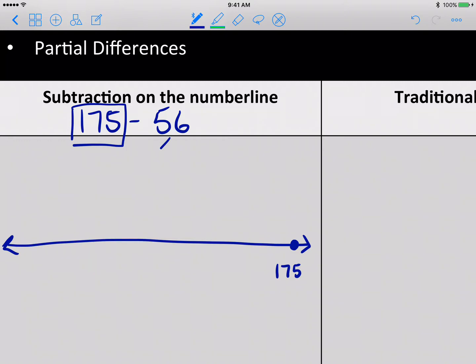We're still going to do the same thing here. We can put this in expanded form, 50 plus 6, but this is just how we're going to make our jumps. We can jump back by 10, we can jump back by 50. It doesn't matter. It's whatever you're most comfortable with. I'm going to do both. So we're going to jump back by 10s. Minus 10 would be 165. So there's 10, 20, 155.